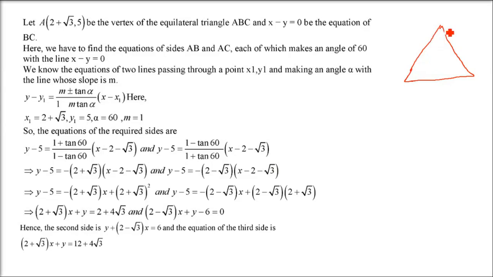So what we will do here, let us assume that this is a triangle. This is a triangle, and we say that this vertex is A, this is B and this is C. So A is (2 plus root 3, 5).